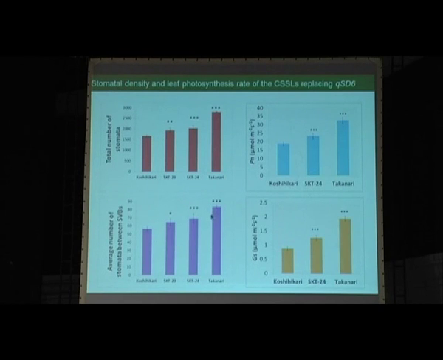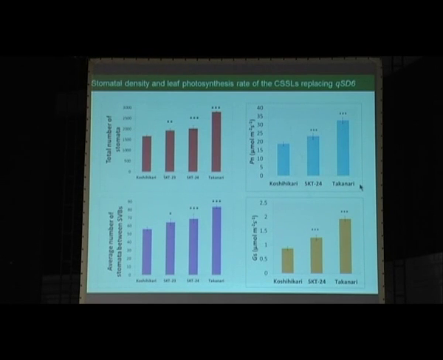On the left side graph of this slide, you can see these two lines significantly increase the total number of stomata as well as the average number of stomata. Moreover, one of the lines, SKT24, indicates a relatively higher level of photosynthesis than Koshihikari, even though it doesn't reach the level of Takanari.